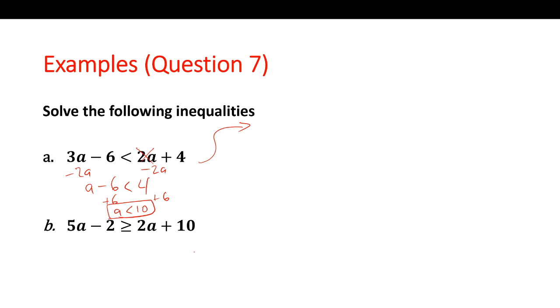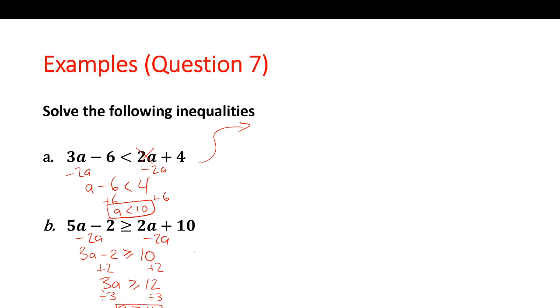Okay, last one. So 5a minus 2 is greater than or equal to 2a plus 10. Start off with your pronumerals first. So I've got 5a's on the left side, 2a's on the right side. What I'm going to do is remove the 2a's from the right-hand side by subtracting 2a from both sides. So that leaves me with 3a minus 2 on the left-hand side, and that leaves me with 10 on the right-hand side. The opposite of minusing 2 is adding 2, so add 2, and that leaves me with 3a is greater than or equal to 12. Dividing both sides through now by 3, and that leaves us with a greater than or equal to 4.